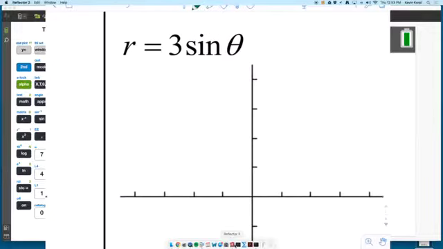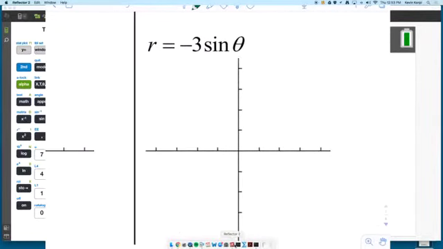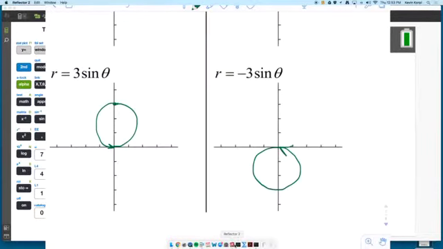3 sine of theta, same thing, but now the diameter is 3, traces out once from 0 to pi, starts at the pole, ends at the pole. All right? And what do you think negative 3 sine of theta is going to do? It's going to flip it across the x-axis. It's going to trace out like that. So just like with cosine, if it has sine, it's going to have symmetry. But sine is going to have y-axis symmetry if it's positive and negative y-axis symmetry if it's negative.